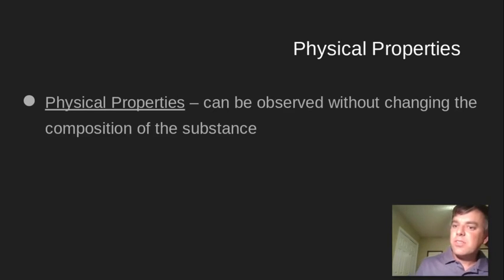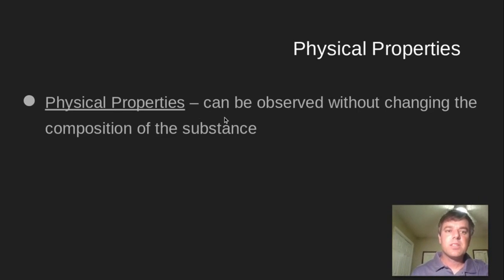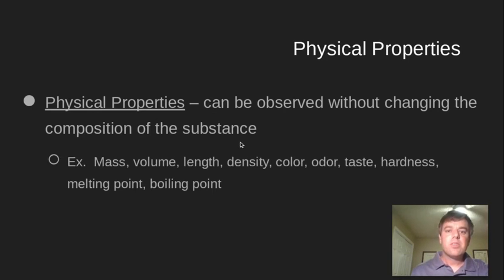A few things that you may have seen before, you may not have, but we'll go over them real quick. Physical properties are properties of a substance you can observe without changing the composition of that substance. So, for instance, how much something weighs, its volume, its length, its density, its color, its odor, its taste, its hardness, melting point, and boiling point, those are all physical properties.